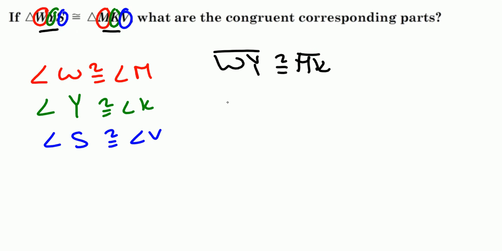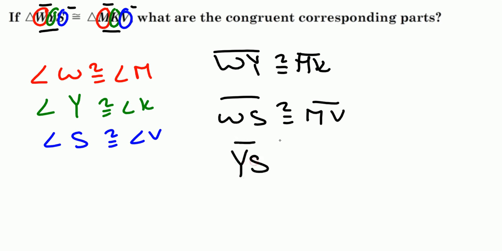All right, let's keep with W again. WS is congruent to MV. So now I pick WS, MV. And the last one that I haven't done is YS, which would be congruent to KV.